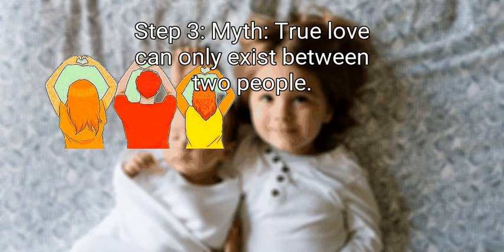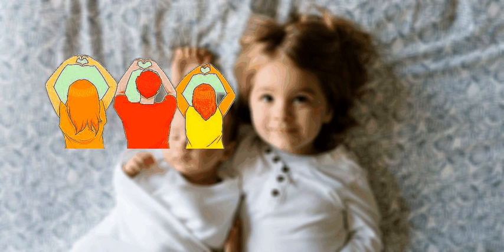Step 3. Myth: True love can only exist between two people. In fact, people can and do feel romantic love for more than one person at a time, while a person might choose to suppress those feelings out of respect for a spouse or partner.